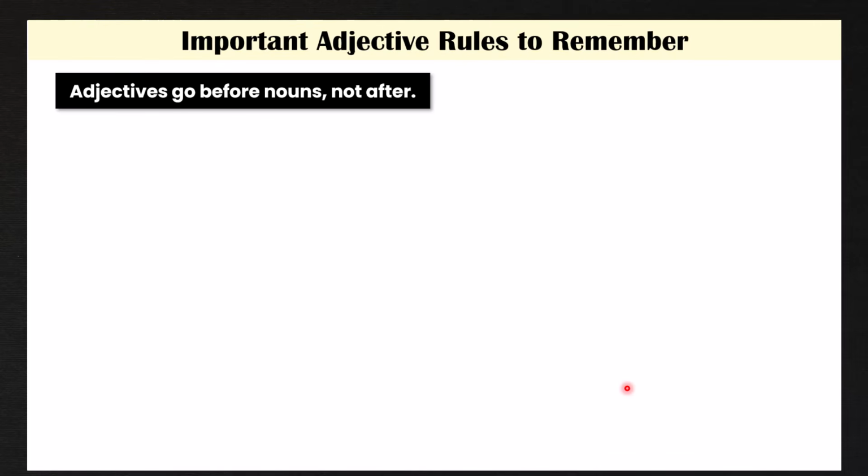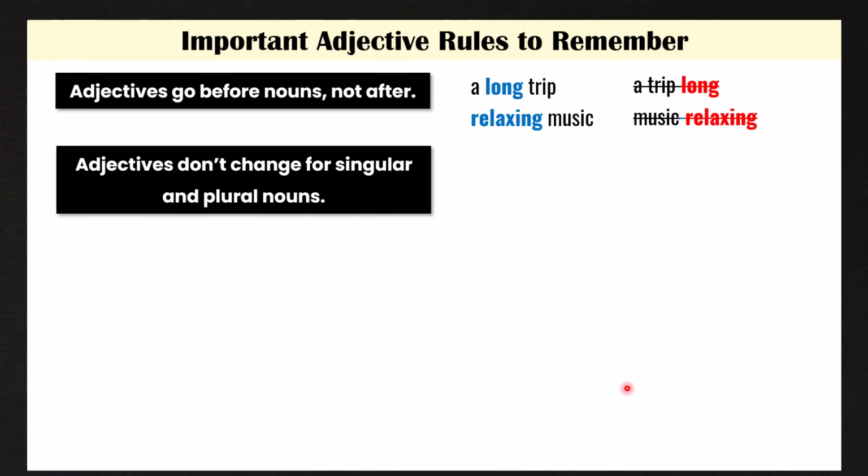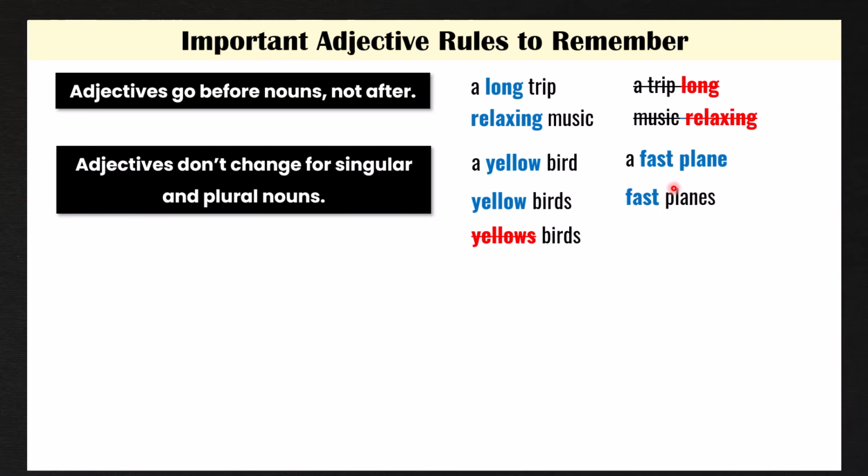Again, adjectives go before nouns and not after. So we say a long trip, not a trip long. Relaxing music, not music relaxing. Another rule is that adjectives don't change for singular and plural nouns. So we would say a yellow bird or yellow birds. We would not say yellows birds. So you don't add an S to make a plural form of an adjective in English. A fast plane or fast planes, not fasts planes.